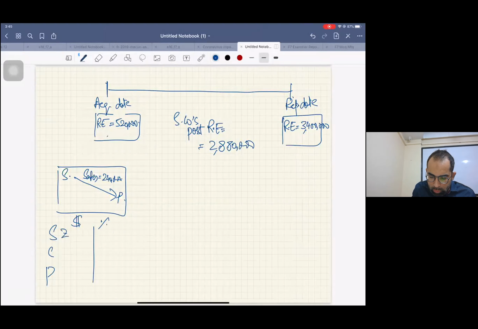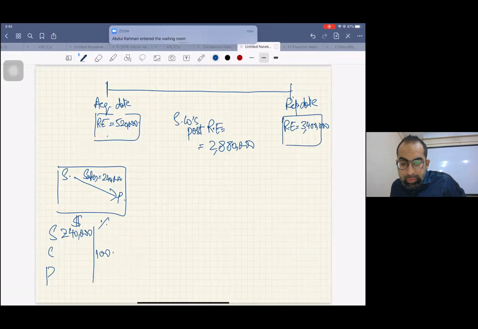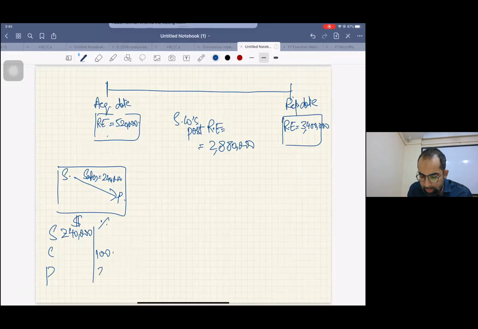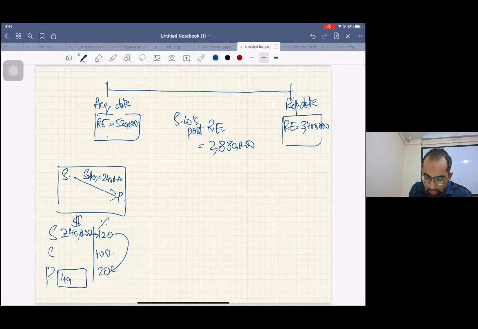The selling price is 240,000. As this is markup, in markup cost is always 100, profit is 20, so selling price is 120. 240,000 is equivalent to 120%. Multiply by 20. How much is the total profit? I think it's 40,000. Am I right? Total profit is 40,000, correct? Yes, correct.